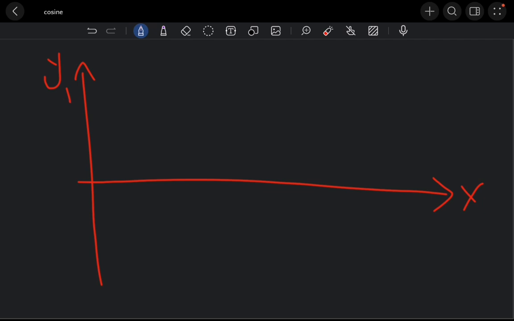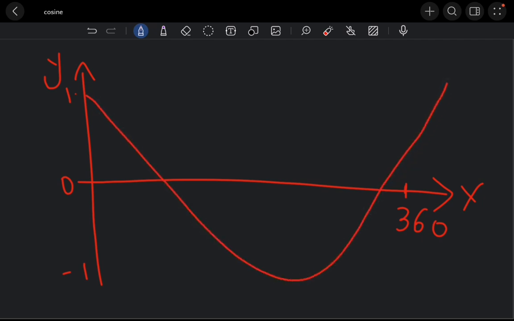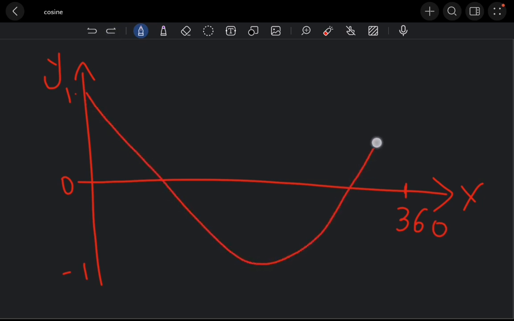Now here we have 1, we have 0, we have -1. The cosine function has the same period, which is 360, unless stated otherwise. This is how the cosine function looks. It looks like one big smile.